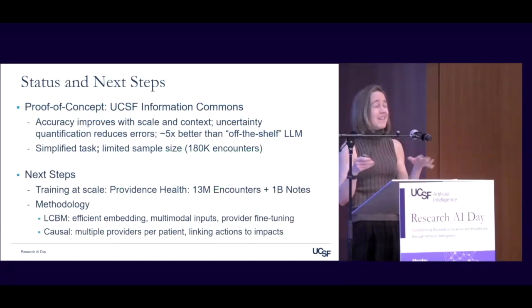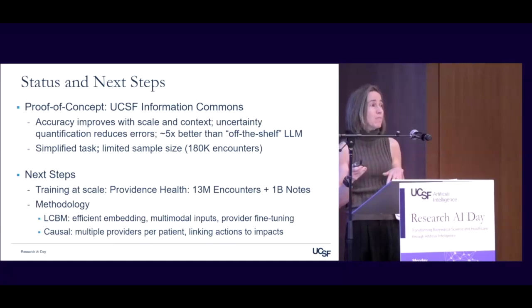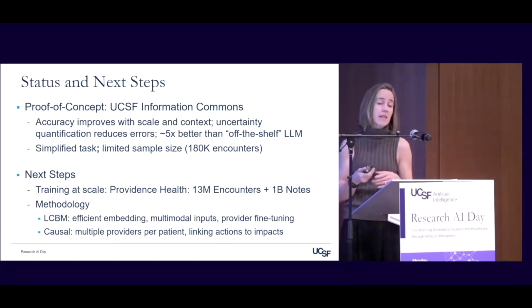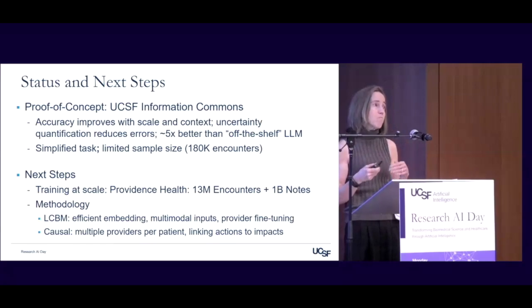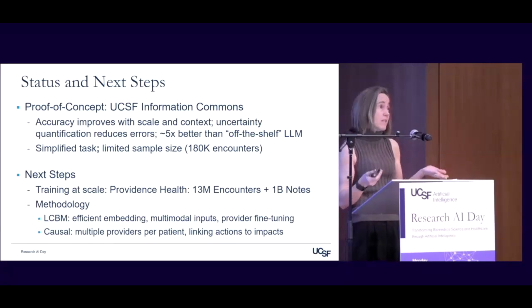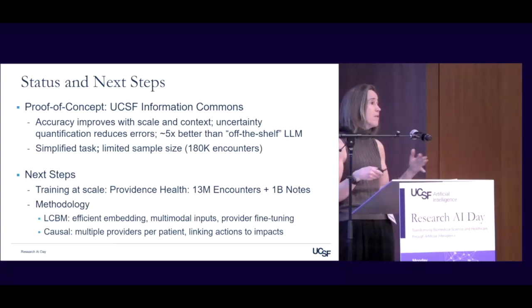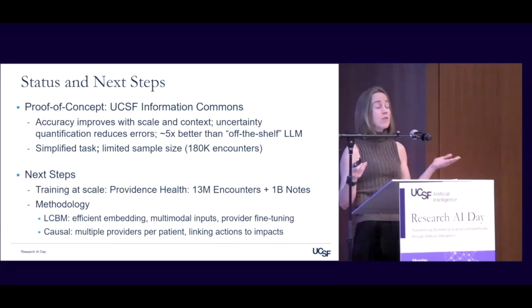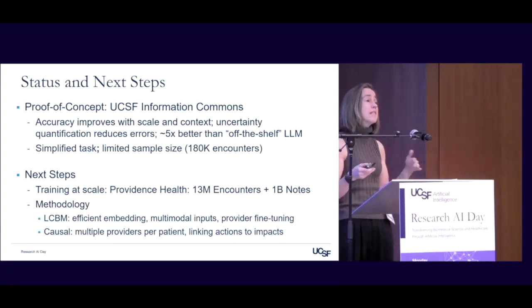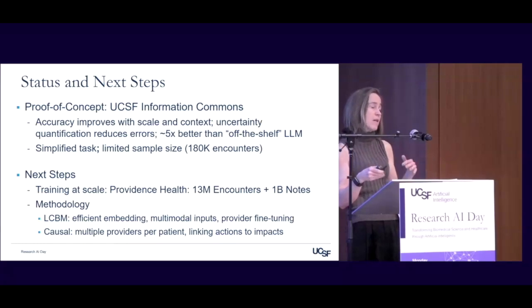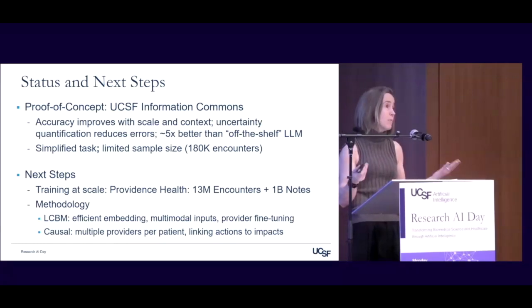So where are we at and what's the next step? I've done a proof of concept of this using UCSF Information Commons, and thank you very much. The basics are that we see what we expect: accuracy is improving with scale and context, and using uncertainty quantification lets us reduce errors. And in this simplified task and performance metrics, we do see better performance than off-the-shelf LLMs. But again, this is a simplified task on a limited sample size, about 180 encounters.